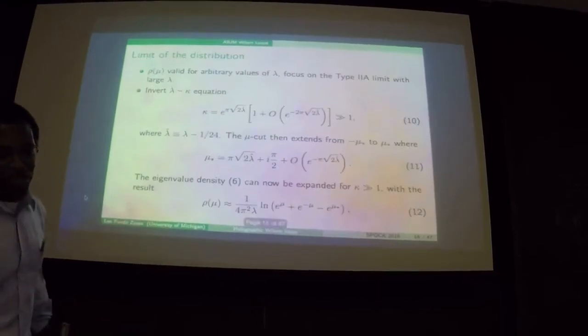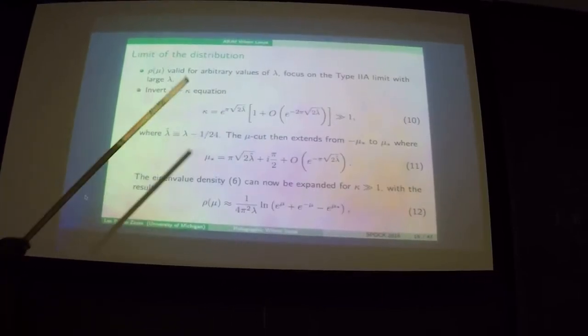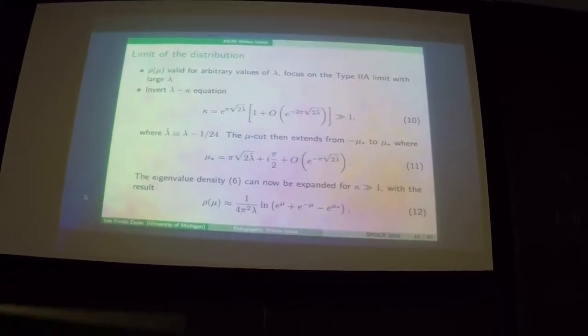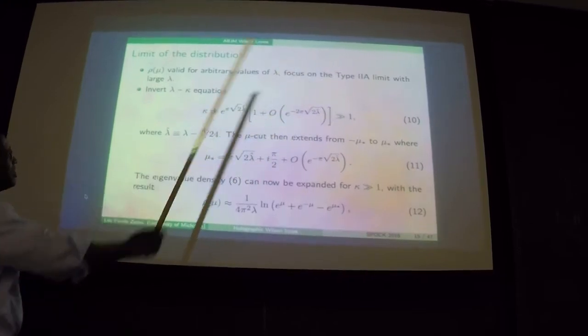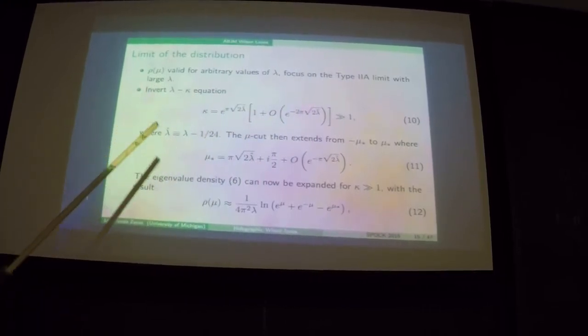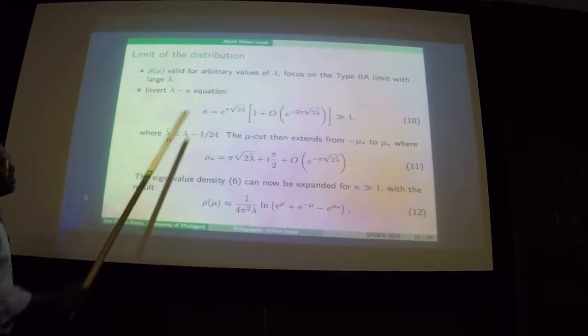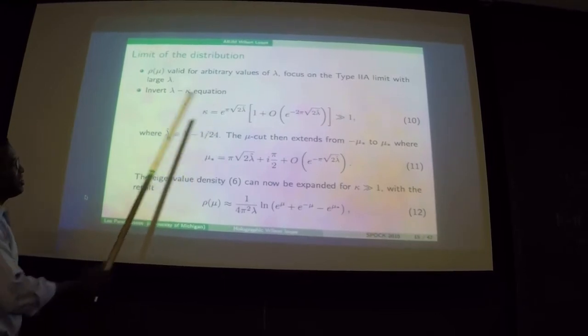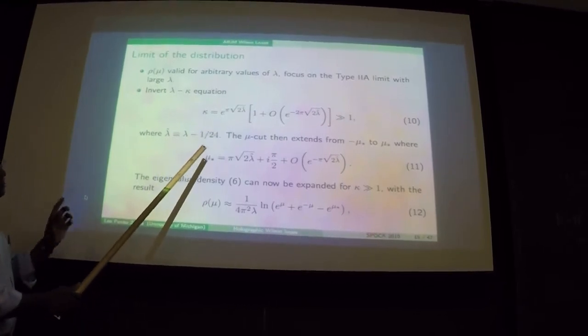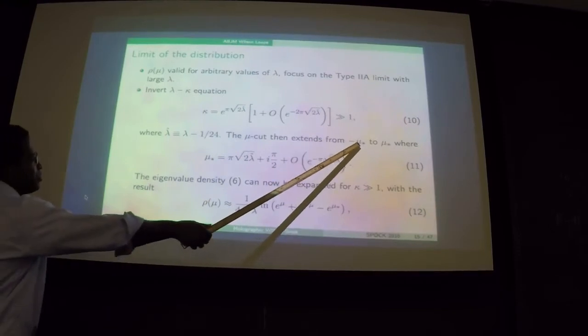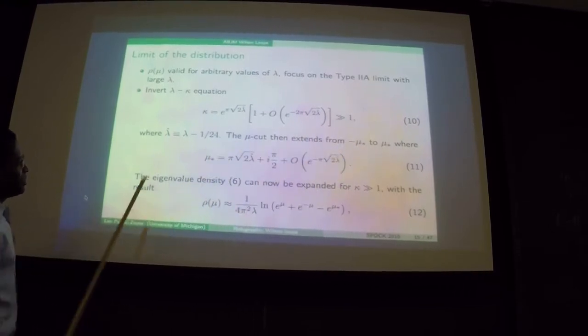Now, working with this function, this is valid for all values of lambda, but it's hard. So what I'm going to do, I'm going to take a limit in which I take lambda to be large. Then this equation that I had before with the hypergeometric function simplifies a lot, and I get a relationship like this here. And this is now the eigenvalue distribution, which is a continuous variable, and it goes between minus mu star and mu star. Mu star is computed in this way.